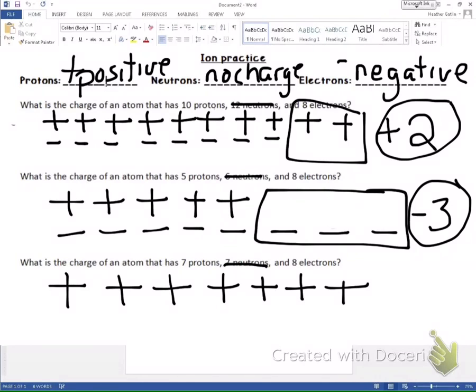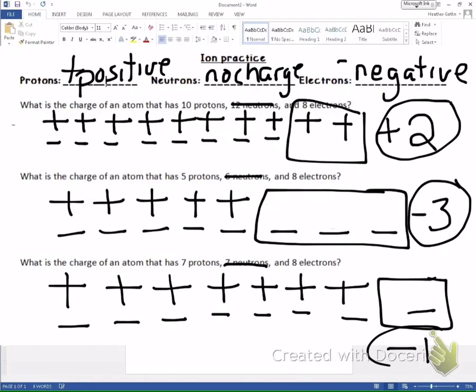Okay, and then we draw our 8 electrons, matching 1 electron for each proton that I've drawn. When I do that, I see that I have 1 electron left over. That is extra, and so I have a -1 charge because electrons are negative.